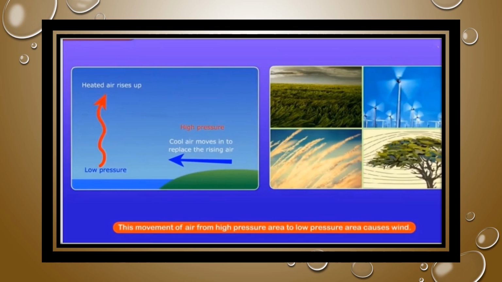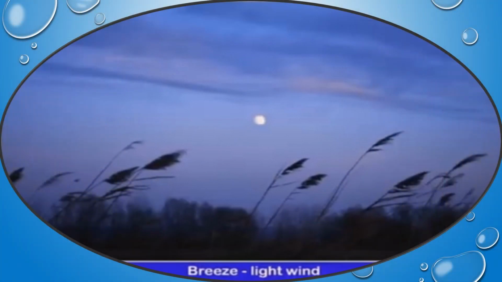As we move from high pressure areas to low pressure areas, the bigger the difference between the pressures, the faster air will move from high to the low pressure. The rush of air is the wind we experience. Breeze is the light, gentle wind. It blows from 10 to 50 km in an hour. Breezes are caused by the differences in the air temperature.